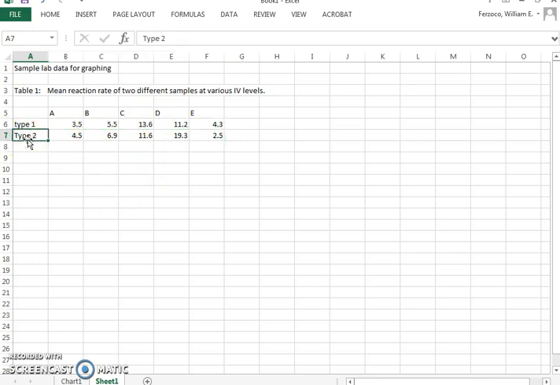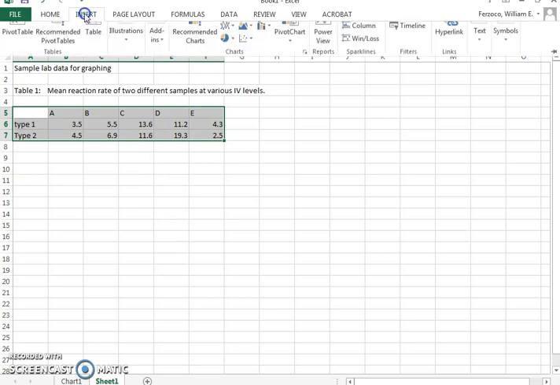And then type 2, so perhaps potato and liver or something to that effect, right? But then 5 levels of the IV. To graph this data, what we want to do is highlight the data, and I've highlighted both data sets, and I've also highlighted the independent variable, which would be my x-axis data.